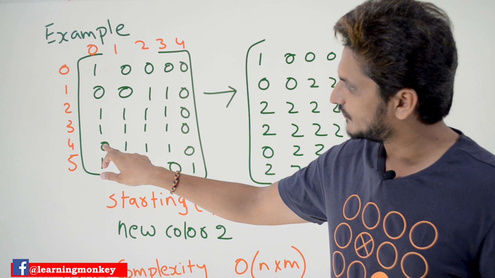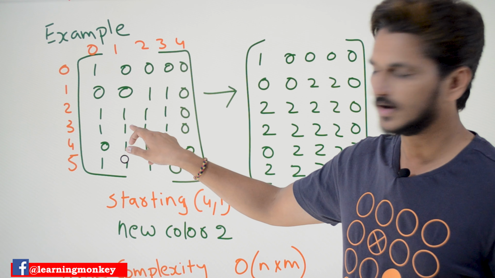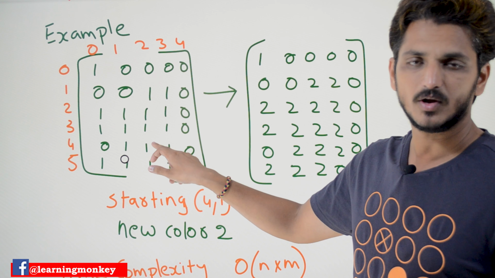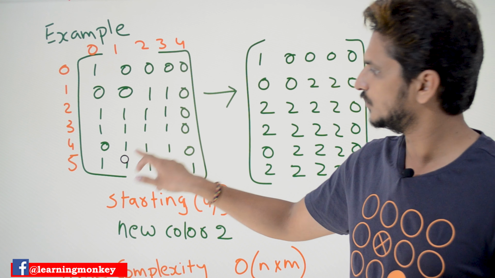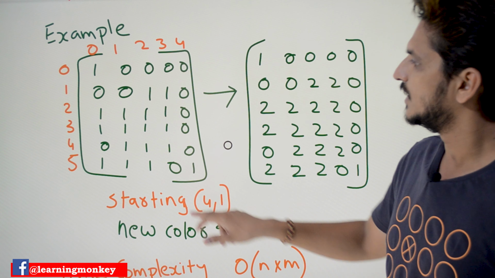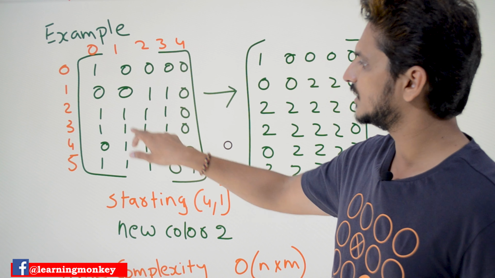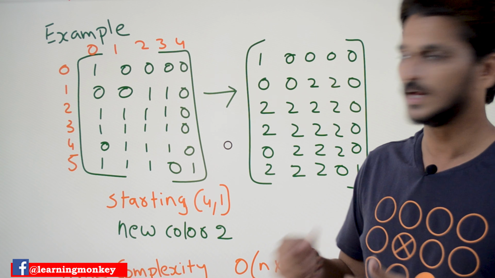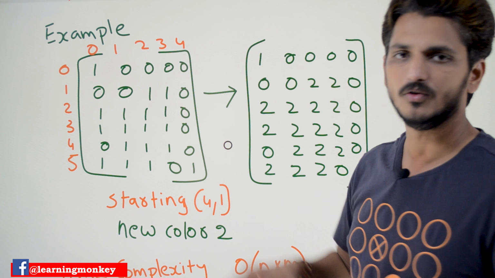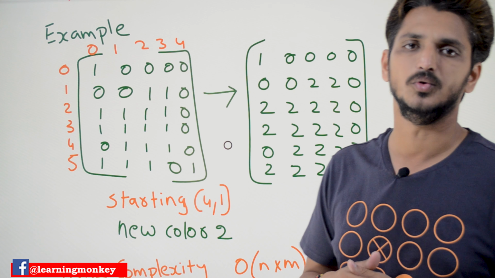One step left, 0 is there, so don't change. One step up, 1 is there, so change it to 2. One step right, 1 is there, change it to 2. One step down, 1 is there, change it to 2. Similarly, from here onwards, left, up, right, down, and keep on going like that. Wherever you find 1, change it to 2. That is what you have to do.